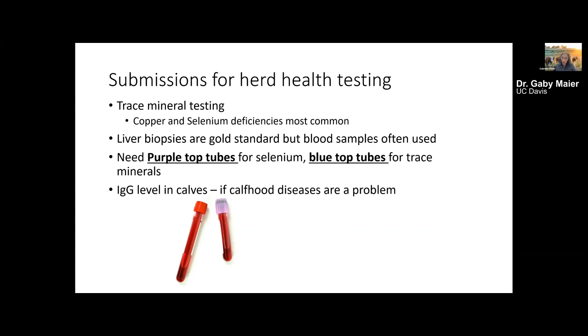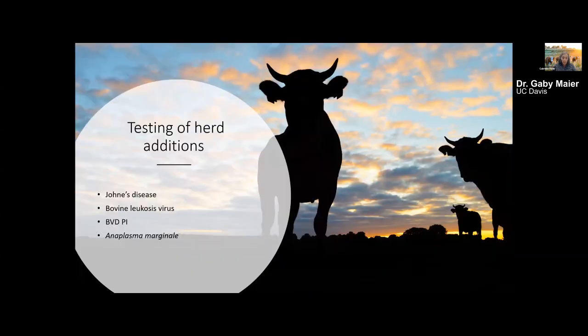test some of your calves, and again, it has to be within the first week of life, so after 24 hours, but within 7 days of age, and see whether that is actually the case or not, and then make adjustments accordingly. And finally, another way you could take advantage of the lab is by testing of herd additions for some of the chronic diseases that we see.